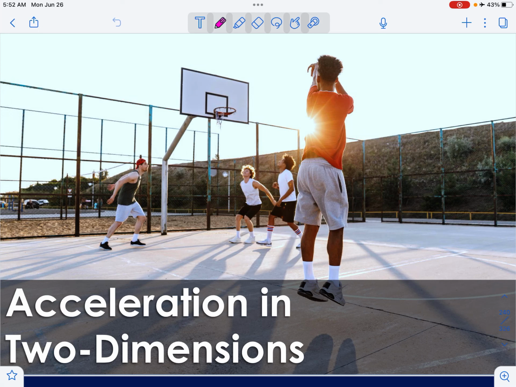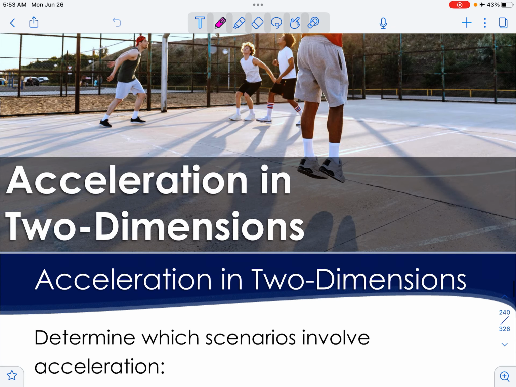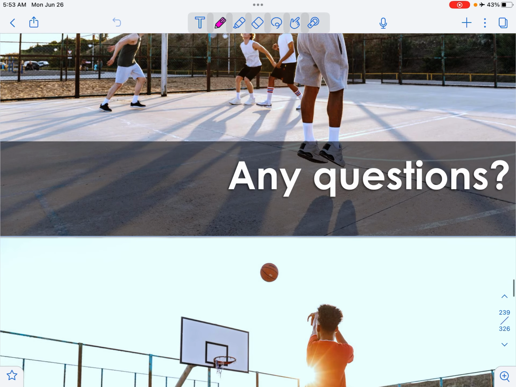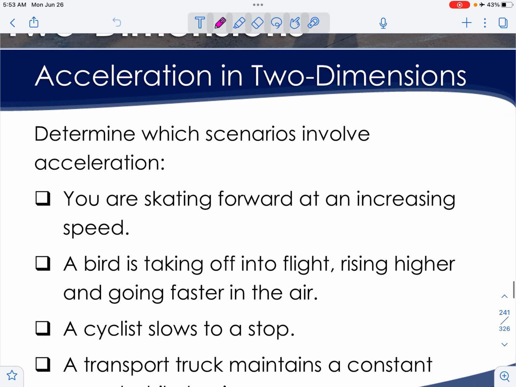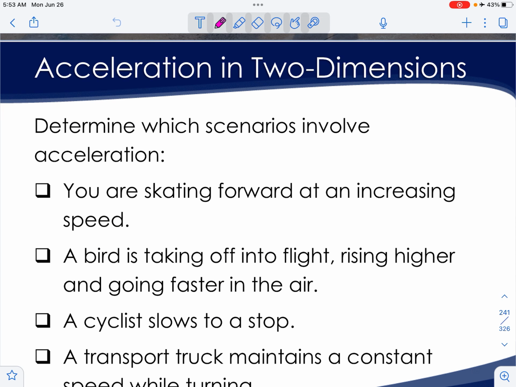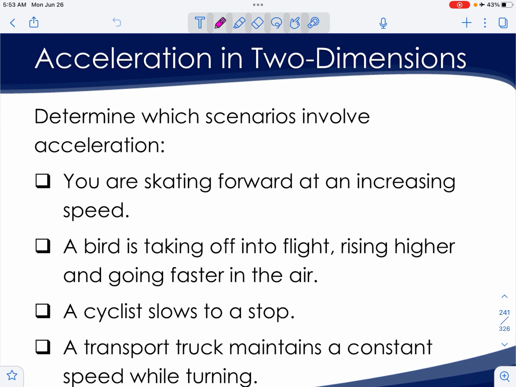Welcome to 2D kinematics, acceleration in 2 dimensions. So we've been working on projectile motion and talking mostly about velocity, and now we're going to jump back into acceleration problems. So let's determine which scenarios involve acceleration.